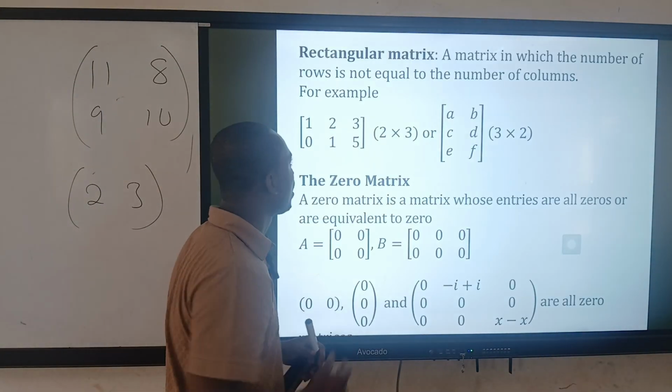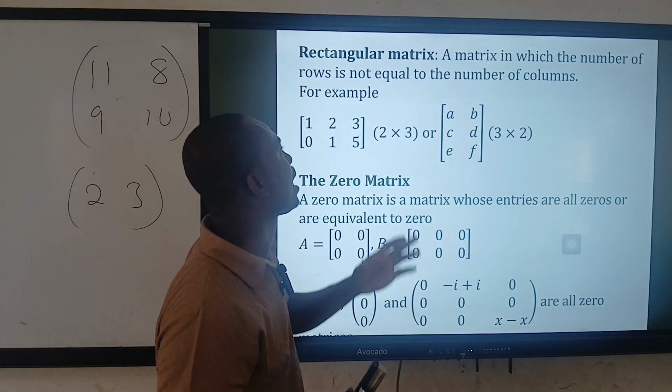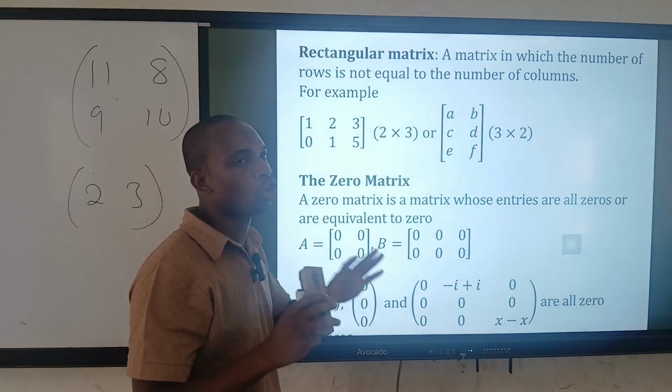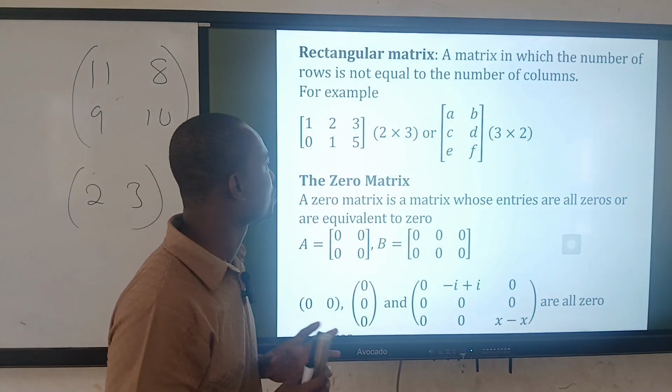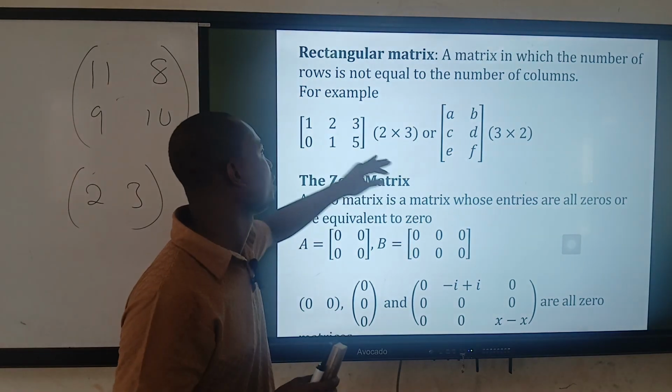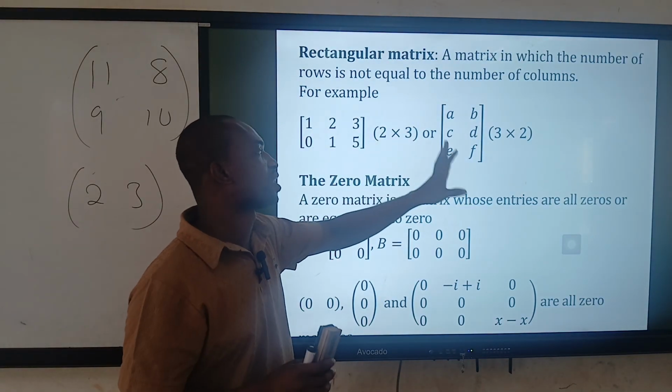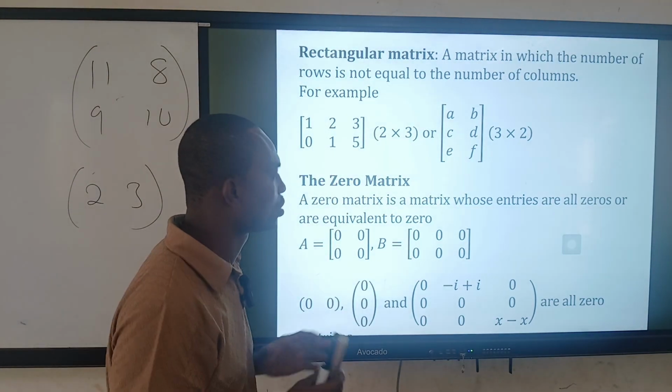Square matrix. Then we have rectangular matrix where the rows and the columns are not the same. So you have 2 by 3 matrix and you have 3 by 2 matrix which are not the same.